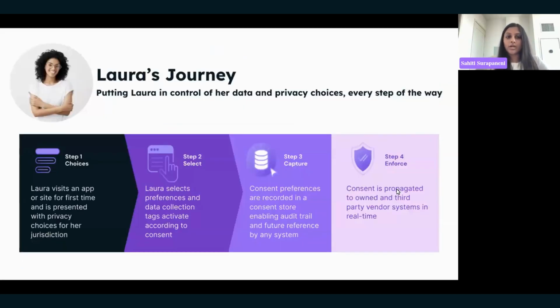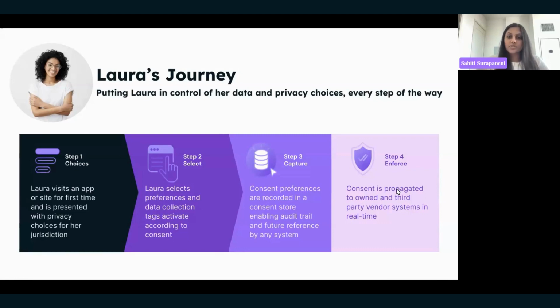So here we have Laura. And at the end of the day, every organization wants to put Laura in control of her data and her privacy choices. So step one of this is Laura would visit an app or a website for the first time and is presented with relevant privacy choices based off of the regulations enabled. So what I mean by that is, if Laura is coming from California, she's a resident of California, she would see a CPRA-centric experience. If Laura is a resident of France, she may see a GDPR-centric experience.